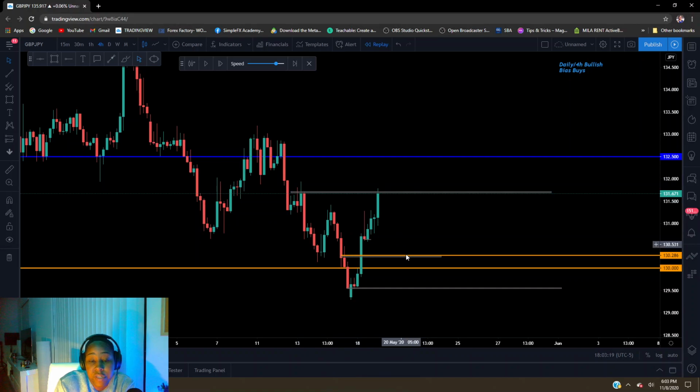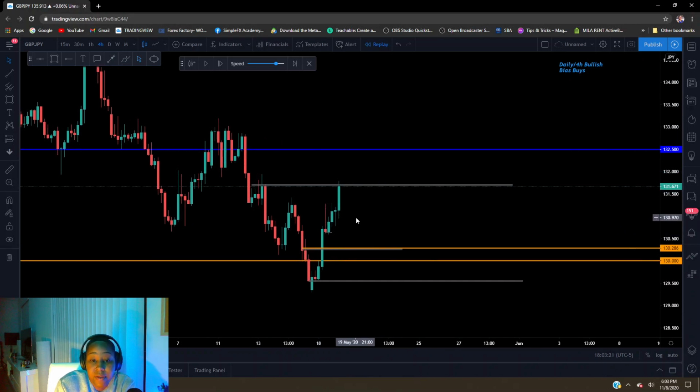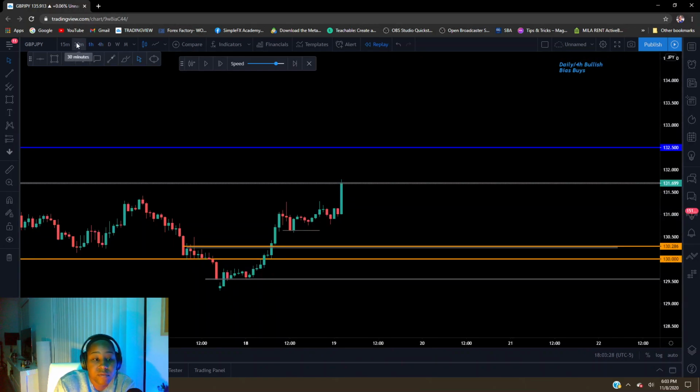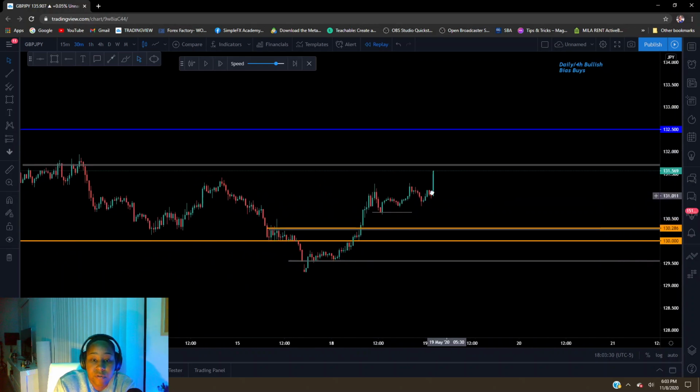But let's see if it breaks up and it comes back down. I'm anticipating a sell here. I'm not seeing it continue higher, but let's see. Could be wrong, so let's see. So let's drop down to the 30-minute.